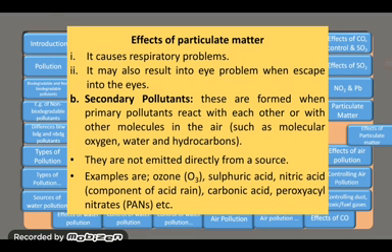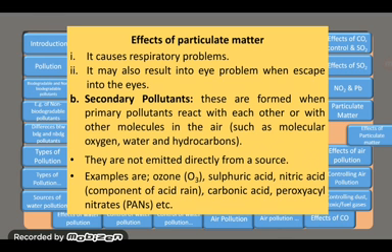Now, secondary pollutants. Don't forget all those ones, they are primary pollutants. Let's now see secondary pollutants. Secondary pollutants are formed when primary pollutants react with each other or with other molecules in the air, such as molecular oxygen, water, and hydrocarbons. When the primary pollutants react with each other or with other substances in the atmosphere, it forms the secondary pollutant. They are not emitted directly from a source.